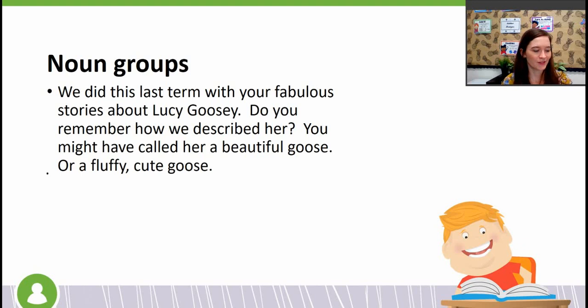Alrighty. So now we're just going to touch on noun groups. So we did this last term with your fabulous stories about Lucy Goosey. Do you remember how you described her? So you would have used some extra words to describe what she looked like, because we didn't want to just say she was a goose, because that's a bit boring. We wanted to make it more exciting. So you might have called her a beautiful goose. You might have called her a fluffy, cute goose. So when we put some adjectives in front and we're describing how the noun looks, then we call that a noun group.